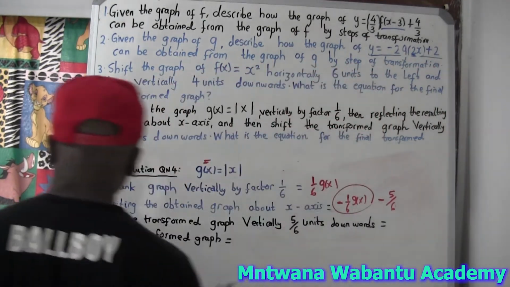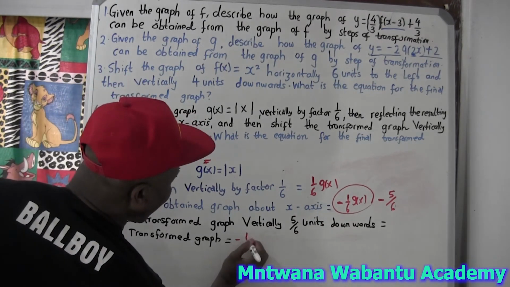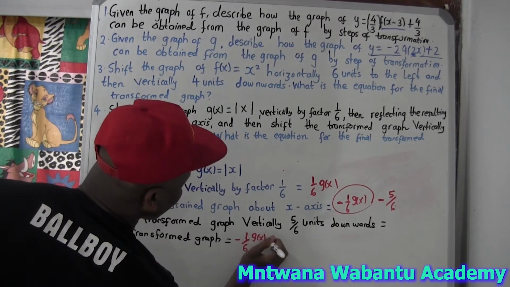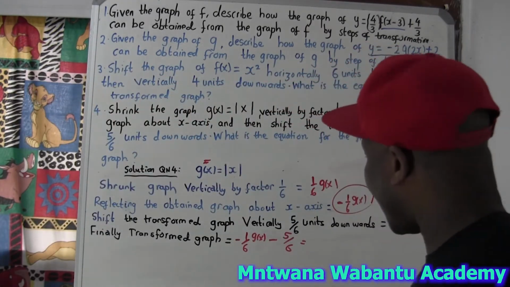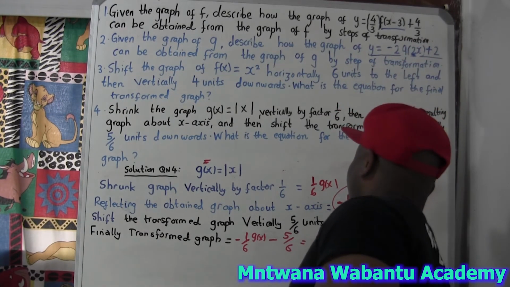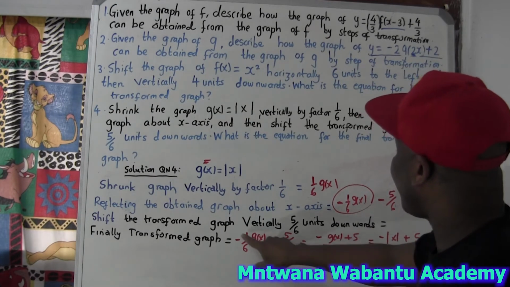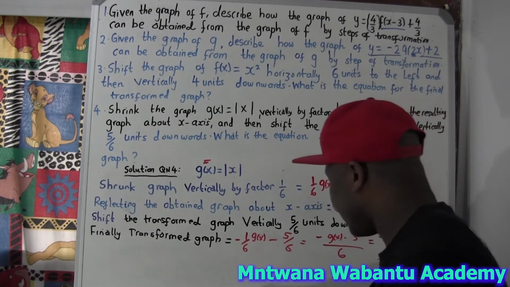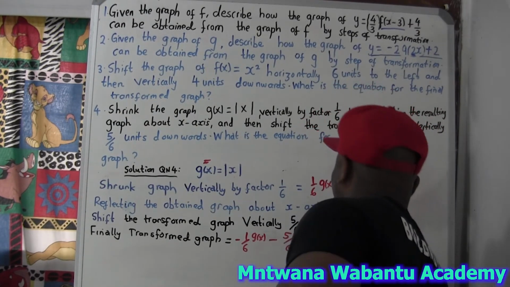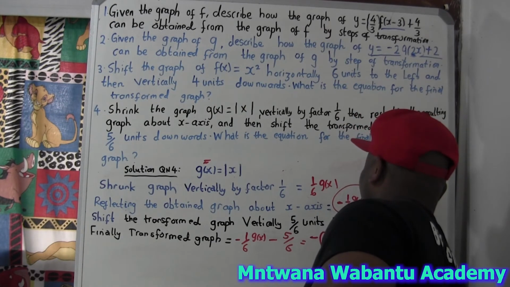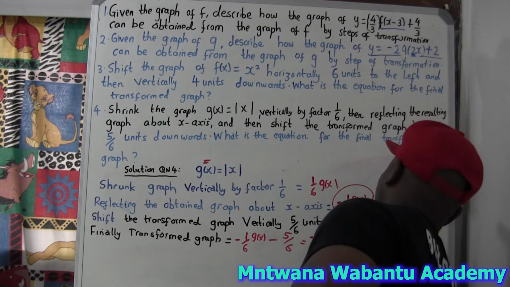So the final transformed graph is going to be -1 over 6 g of x minus 5 over 6. But we can write it with a common denominator. The common denominator is 6 for both, and it's going to be negative g of x. This must be negative. So negative for both. Here I can say g of x, and then we plus, because there's a negative and negative, we get 5, and the common denominator is 6.